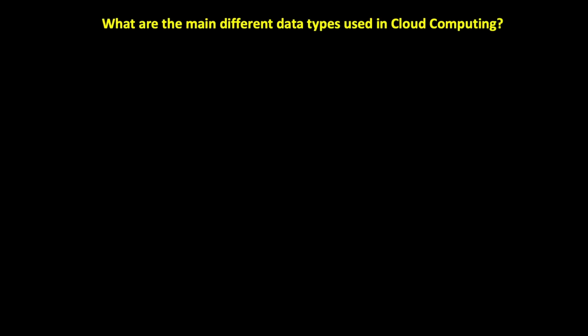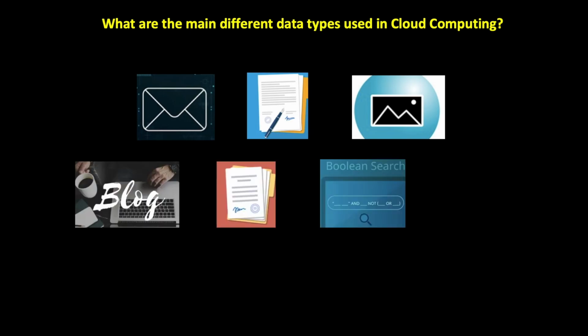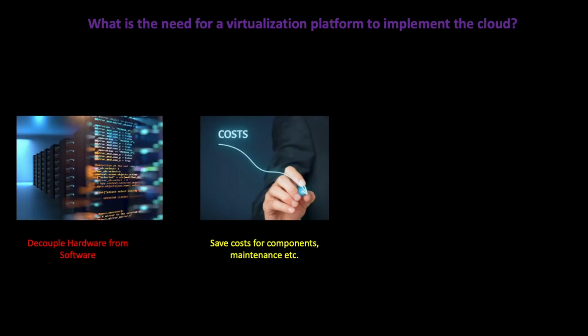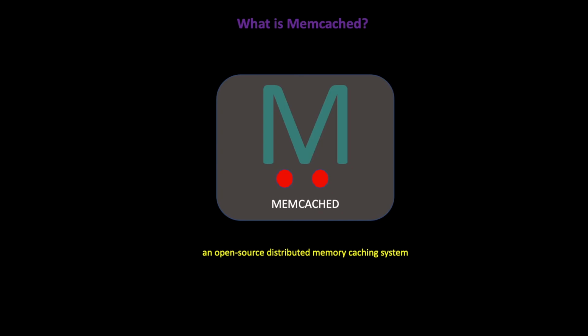What are the main different data types used in cloud computing? Here the answer would be emails, contracts, images, blocks, text, and booleans, as well as decimals, numbers, and also dates. What is the need for a virtualization platform to implement the cloud? Virtualization in cloud computing is used to decouple hardware from software, save the costs for components like hardware and servers, as well as maintenance, and store the data in a virtual server. What is Memcached? Memcached is an open source distributed memory caching system. It is a free system that helps to improve the data response time by speeding up dynamic web applications.